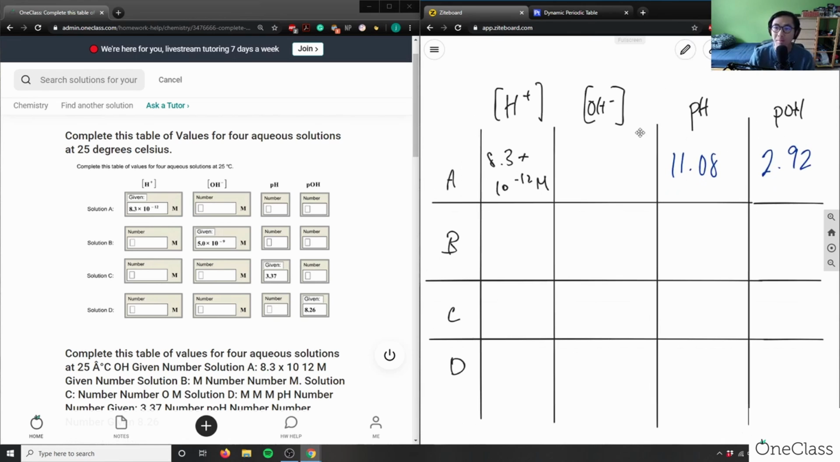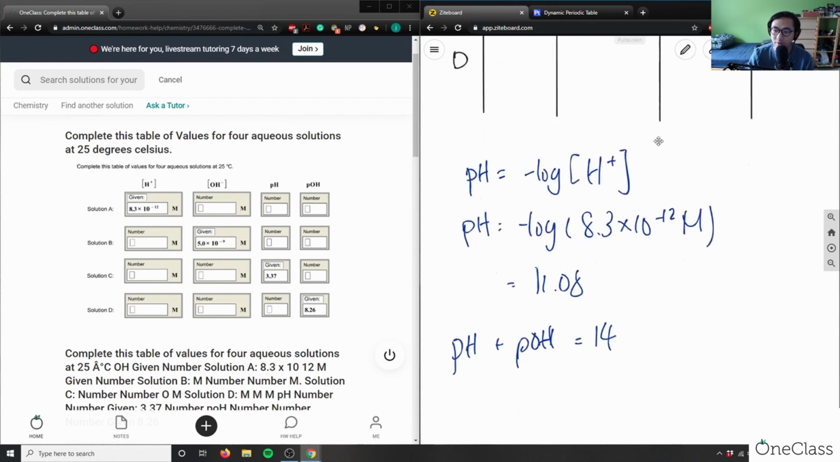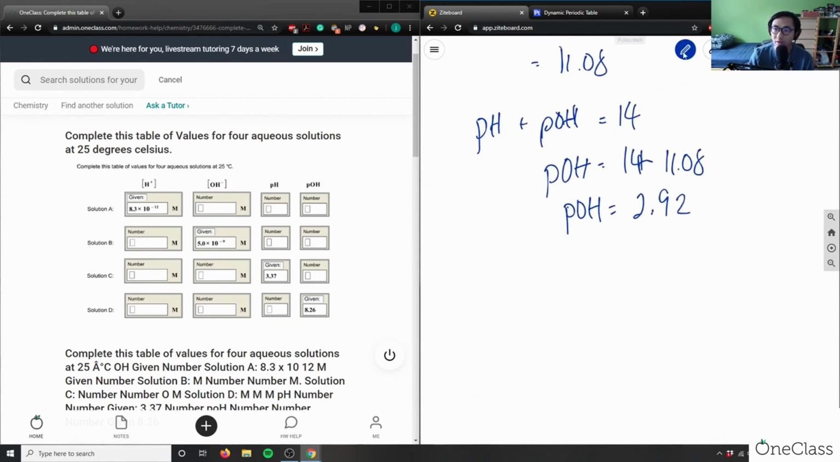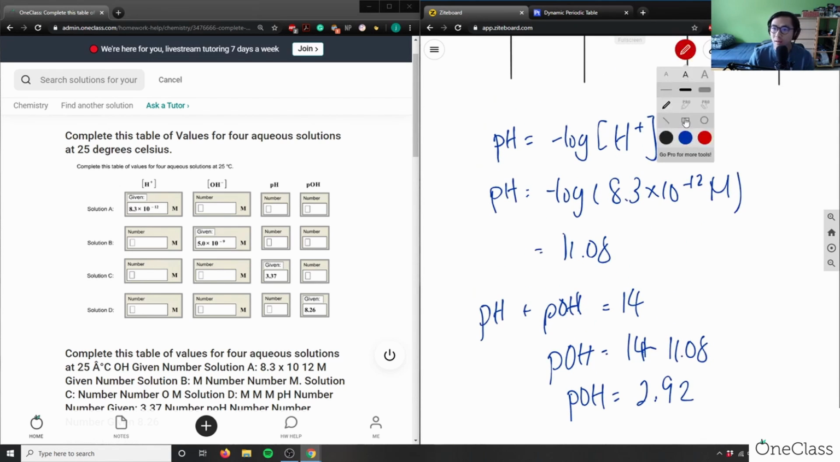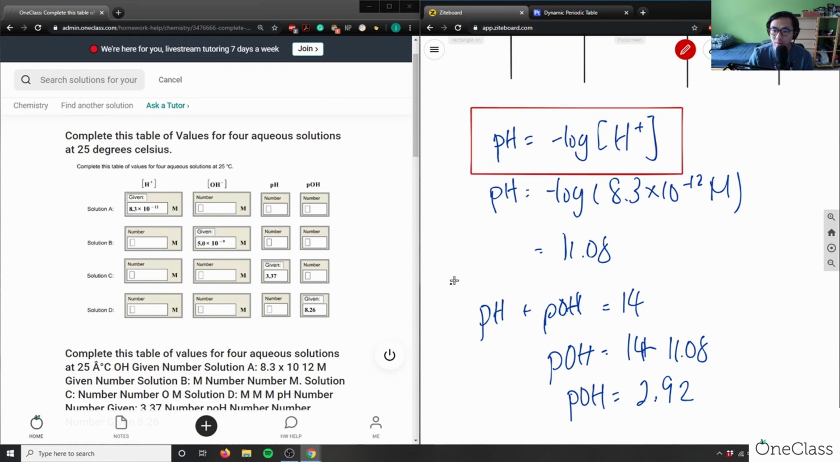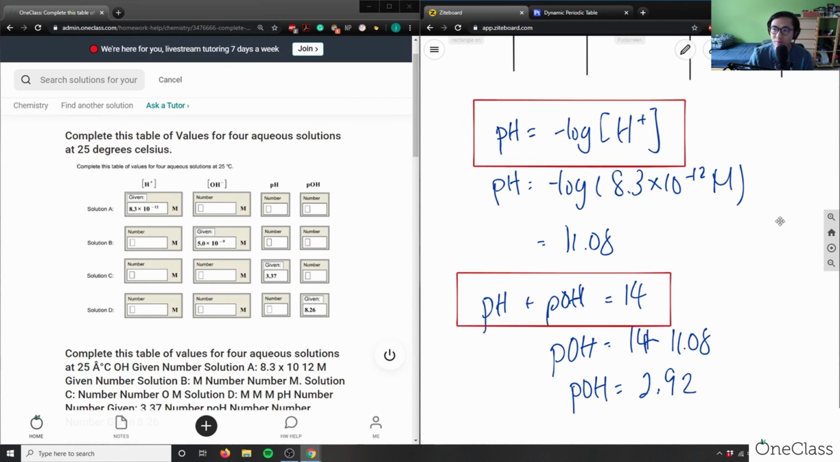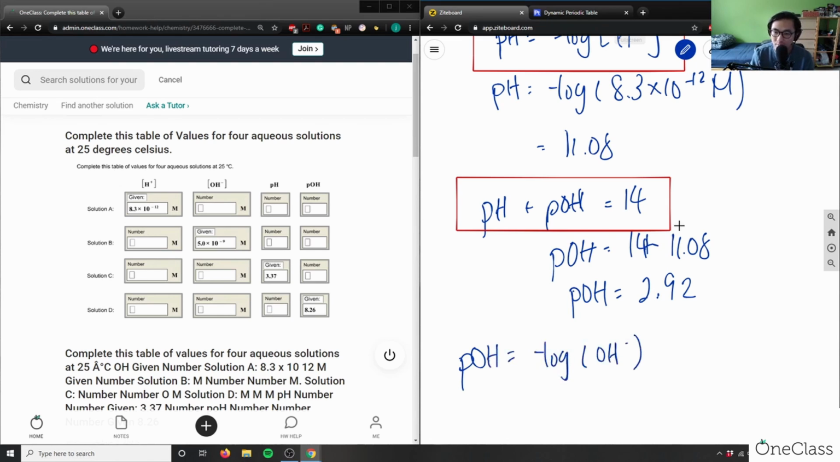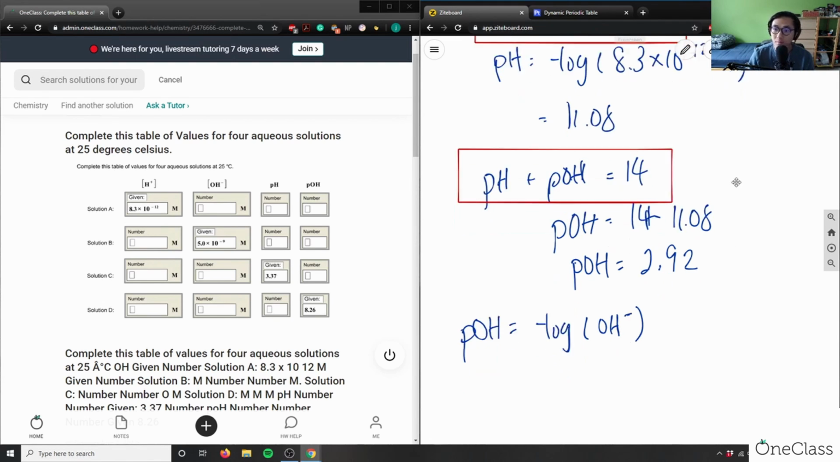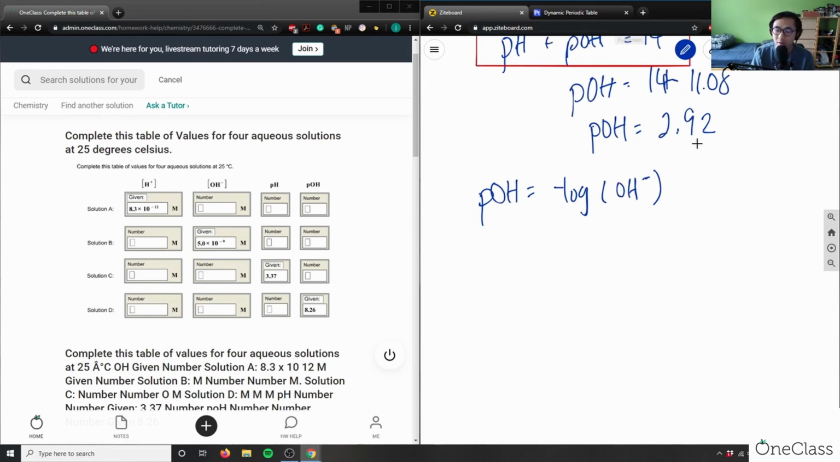And then if I figured out my pOH, I can obviously solve for my hydroxide ions, right? So I can solve for my hydroxide ions using this here. So let me box the formulas I'm using here. I use this one, this one, and this last one. This is pOH equals negative log of my hydroxide ions. In this case, pOH is 2.92, so 2.92 equals negative log of my hydroxide ions.